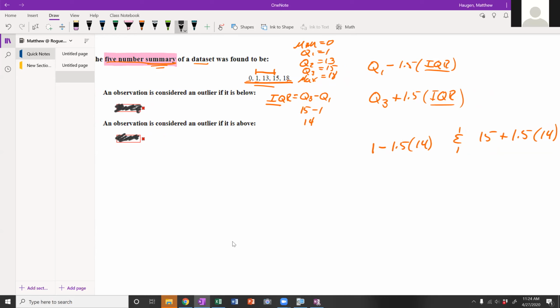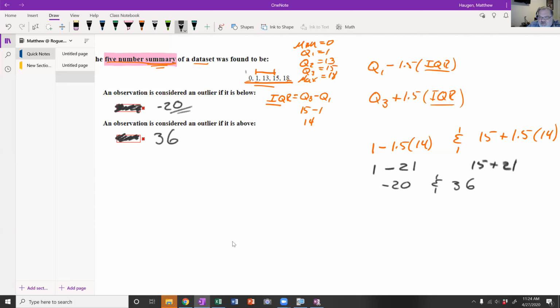Good. So Q1 minus 1.5 times 14 is negative 20. Q3, 15 plus 1.5 times 14, is 36. So negative 20 and 36. An observation is considered an outlier if it is below negative 20, and it's considered an outlier if it's above 36. So if this data set contains anything below negative 20, those would be outliers.